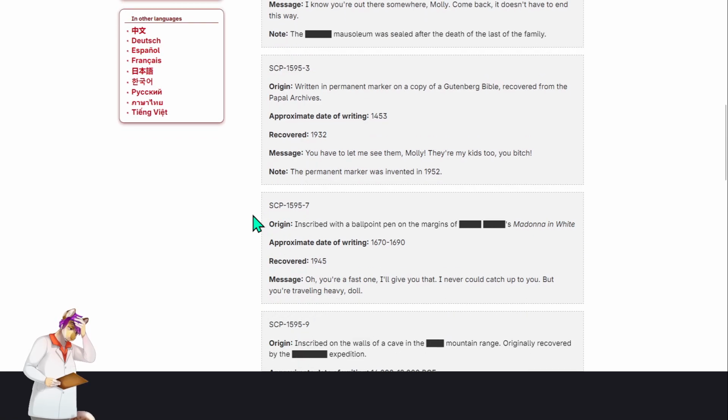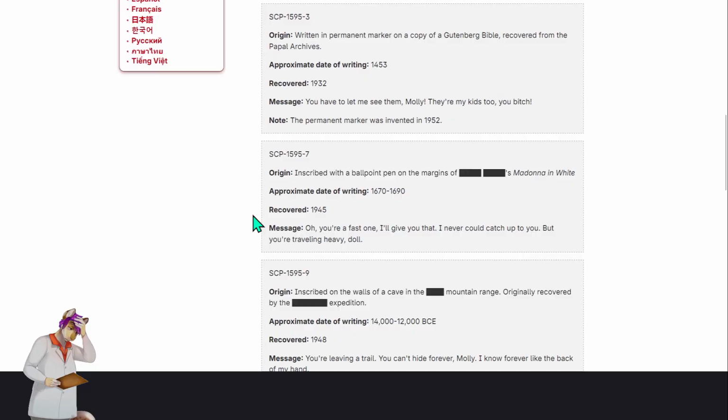Written in permanent marker on a copy of the Gutenberg Bible recovered from the papal archives. They wrote it in 1453 and they found it in 1932. Message: "You have to let me see them, Molly. They're my kids too, you bitch!" The permanent marker was invented in 1952.